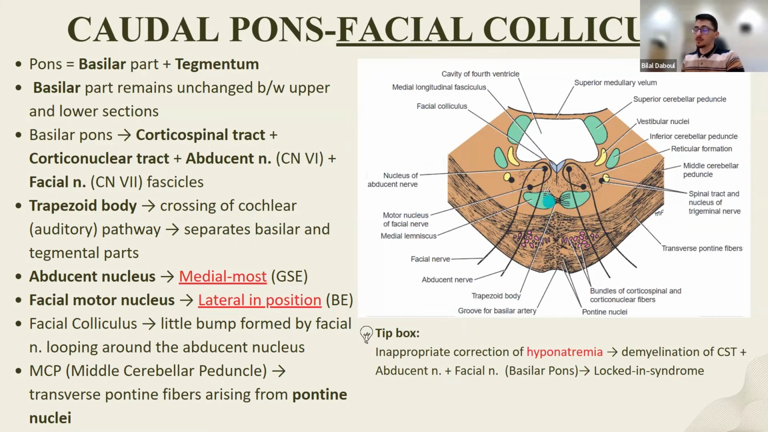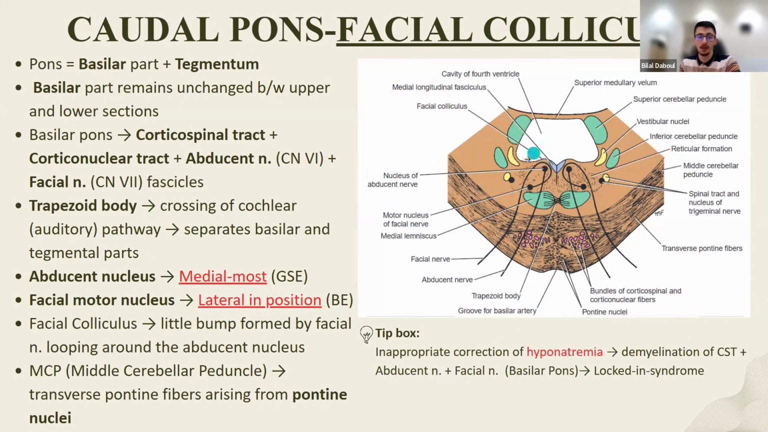Now, the most important thing in this slide is the nuclei that arise from the caudal pons, okay? This includes the nucleus of the abducent nerve, or the motor nucleus of the abducent nerve, and the motor facial, or the facial motor nucleus. Now, what is the facial colliculus? This is the caudal pons, or the level of the facial colliculus.